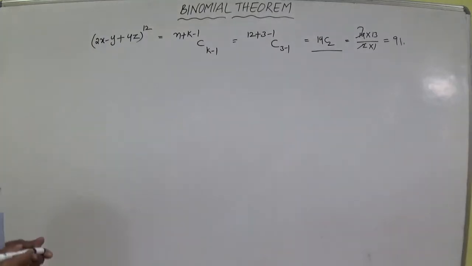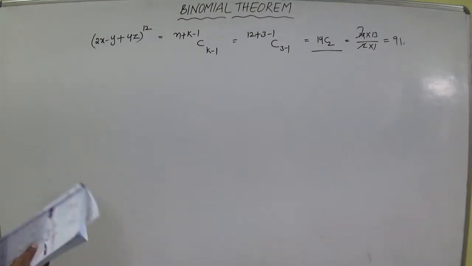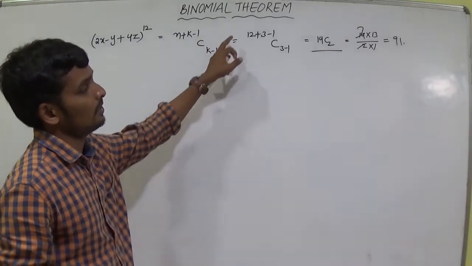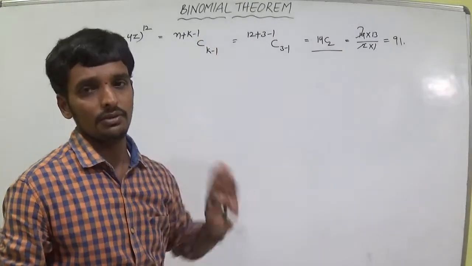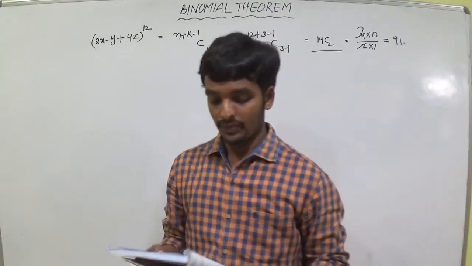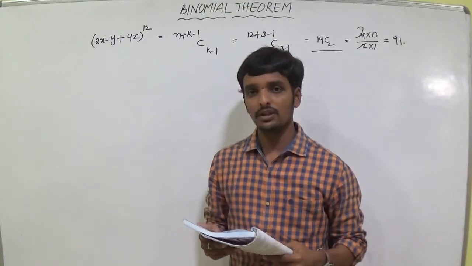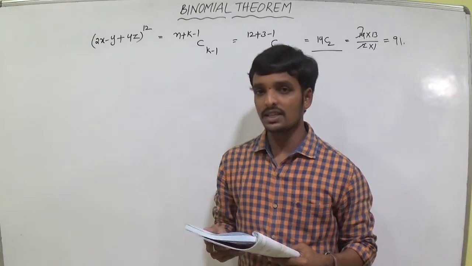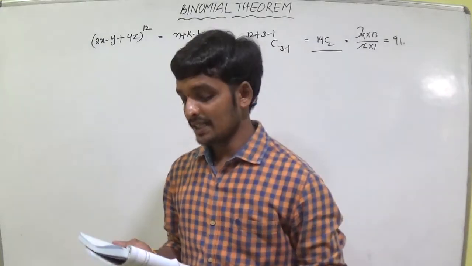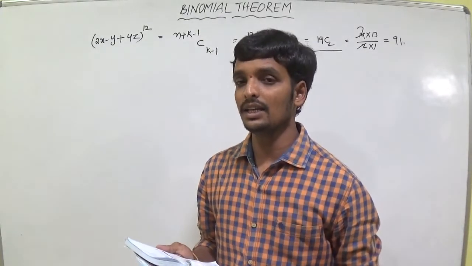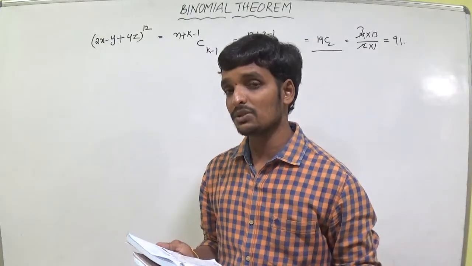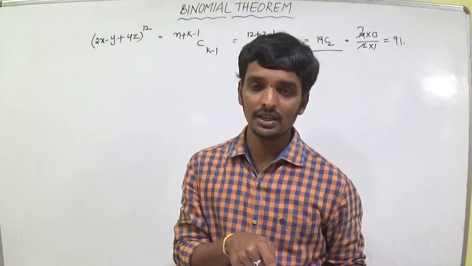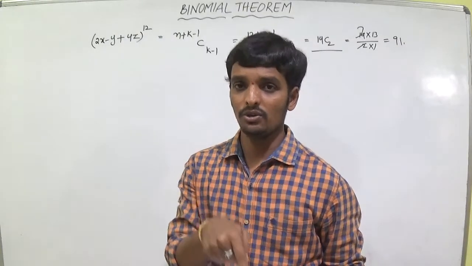So for (2x - y + 4z) whole to the power of 10, we can use the formula n plus k minus 1 C k minus 1. So we can find the value. The value is 66. If you see the second question, the total number of terms in that expansion is also the same. So n is equal to 16, k is equal to 3. So 16 plus 3, 19, 19 minus 1, 18. 3 minus 1 is 2. 18 C2. You can find the value of 18 C2. You will get the answer. Are you okay? You can do it yourself.